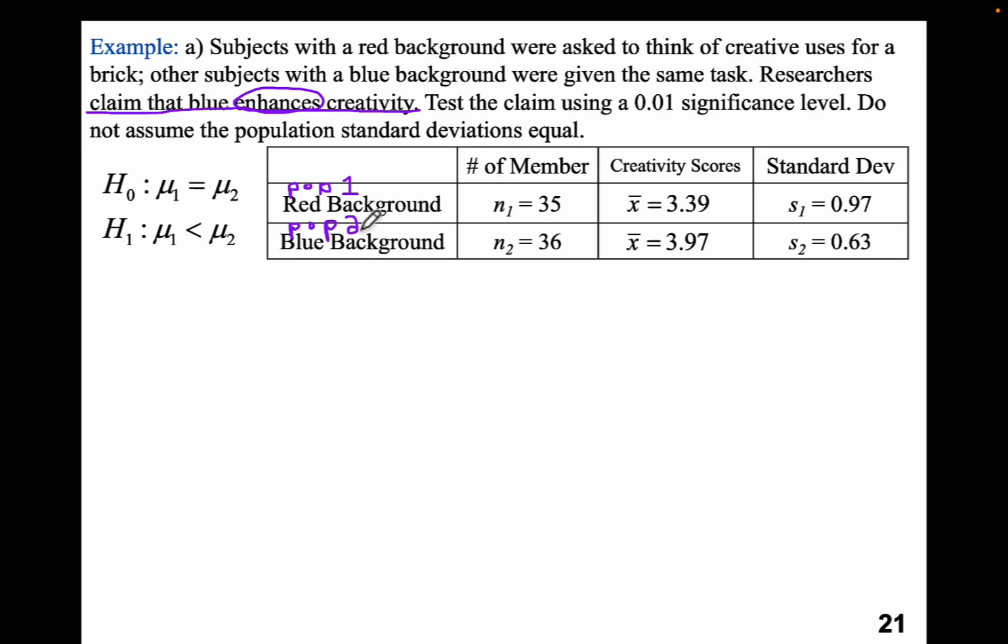We need to write the inequality in such a way that where the sub 2 is, we're representing their claim of enhances by having the inequality open closer to the 2. Okay, once our null and alternative hypothesis are set up, we will go to StatCrunch and see what this looks like.